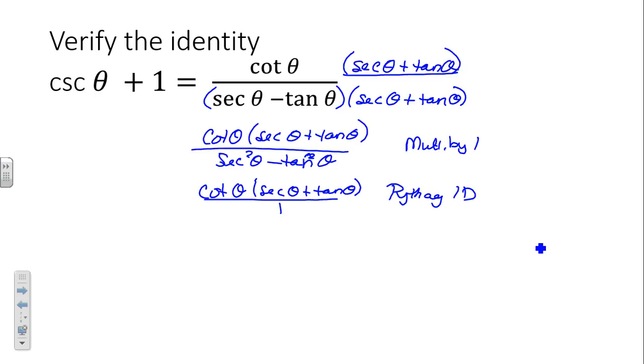So we can distribute that through, right? We'll have a cotangent times a secant plus a cotangent times a tangent. Good. These are reciprocals. Cotangent's 1 over the tangent, so 1 over the tangent times the tangent is just a 1. Okay.